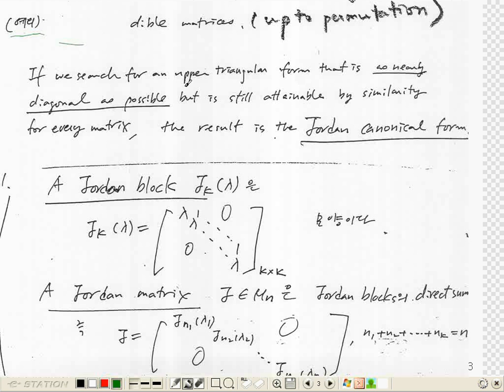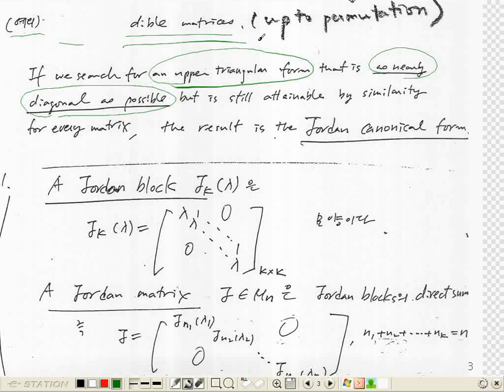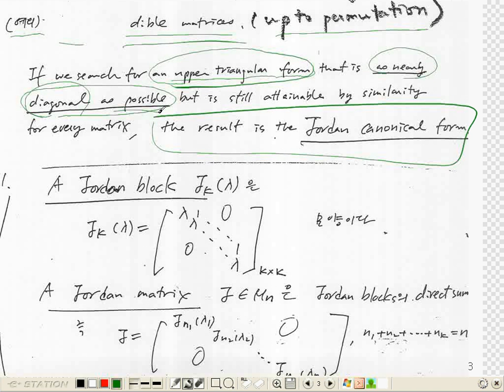We try to find an upper triangular matrix form that is as nearly diagonal as possible, because all diagonal matrices are the exception for the analysis that we had in a previous page up to isomorphism. So we like to have the upper triangular form as nearly diagonal as possible. This result is called the Jordan canonical form.